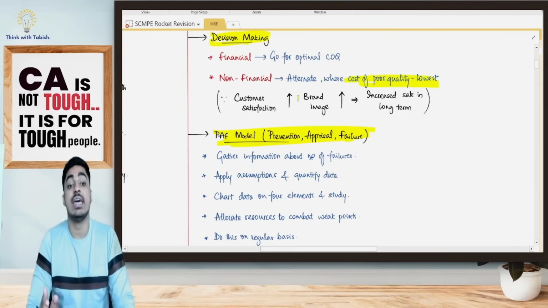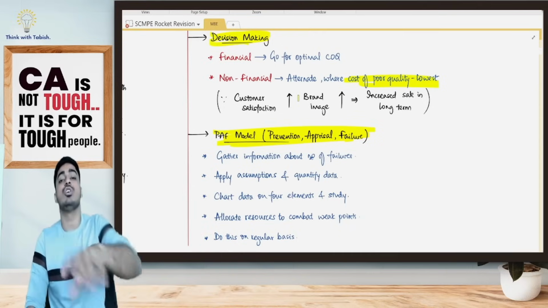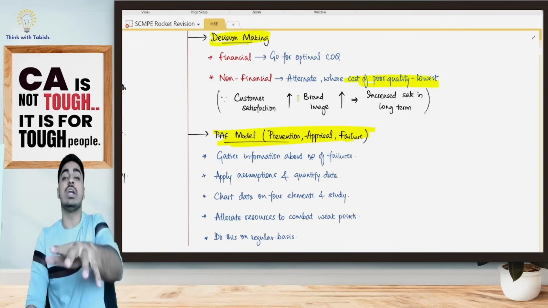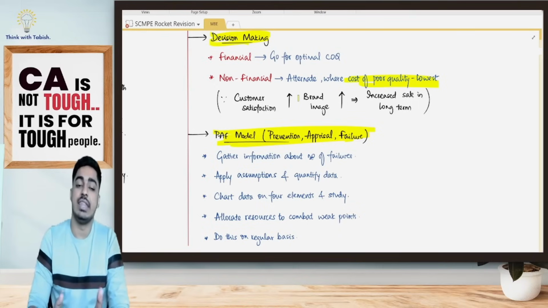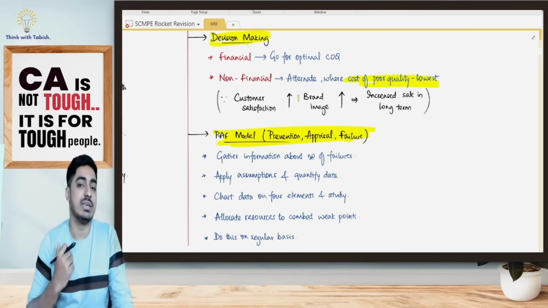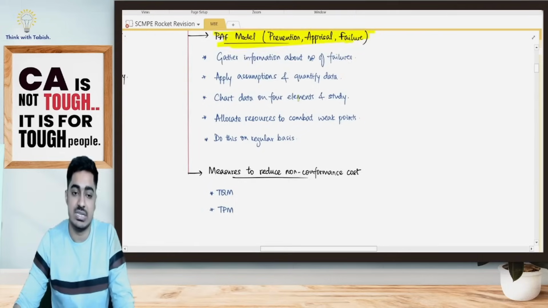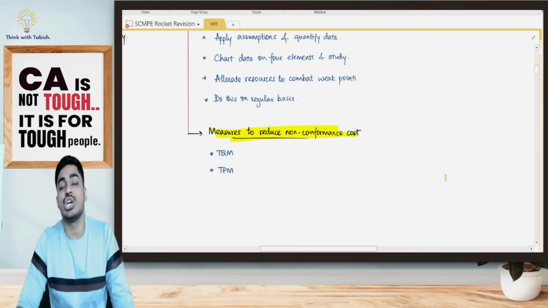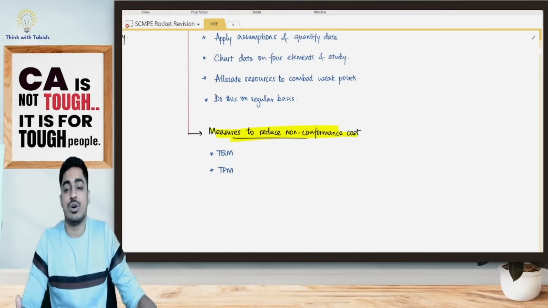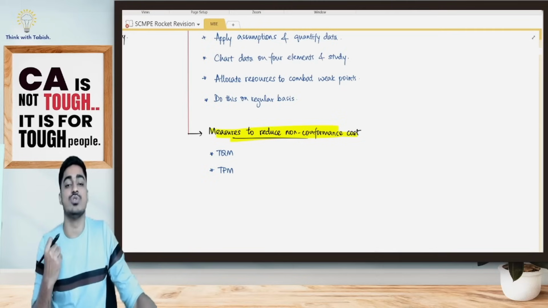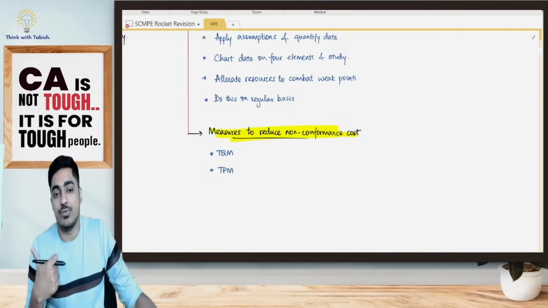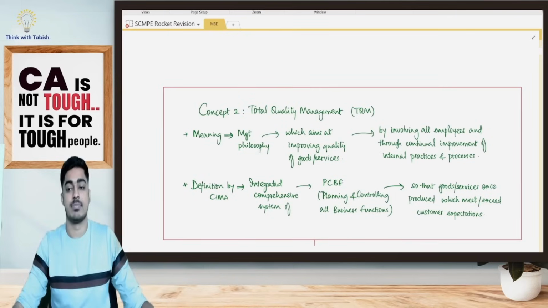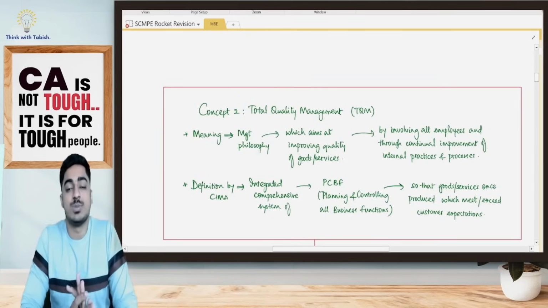Okay, I've done that. Now, allocate resources to combat your weak points. I've realized I've not done prevention cost. So I will allocate resources to combat weak points. Now do it on a regular basis. Continuously keep doing this. Is it clear? And then what all are the measures in order to reduce non-conformance cost, or your cost of poor quality? I want to reduce. What all can be done? Either we can go for TQM or we can go for TPM. Is it clear, everyone? So this was the concept of cost of quality.